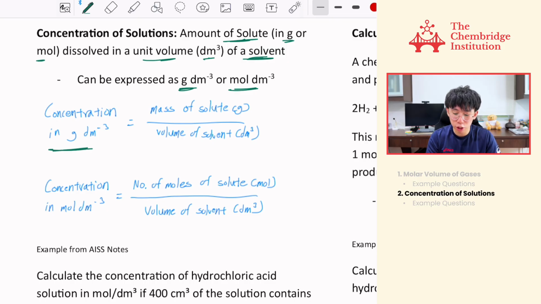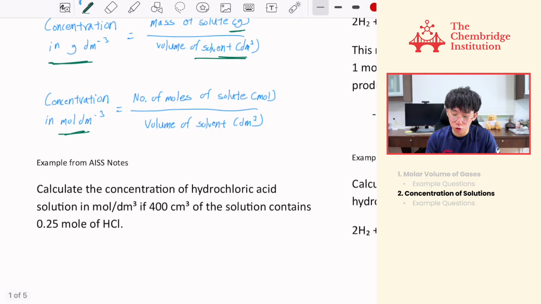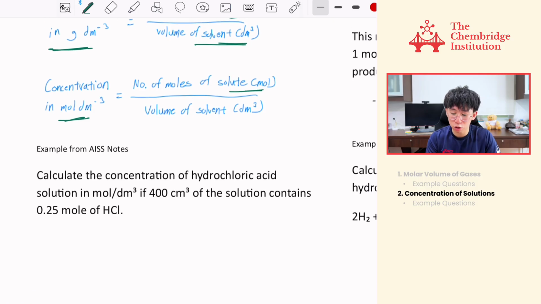So if the concentration is in gram per dm³, you will take the mass of the solute in gram divided by the volume of the solvent in dm³. If you take concentration in mole per dm³, then it's the number of moles of the solute in mole divided by the volume of the solvent in dm³. So let's take a look at some examples as to how to calculate this.